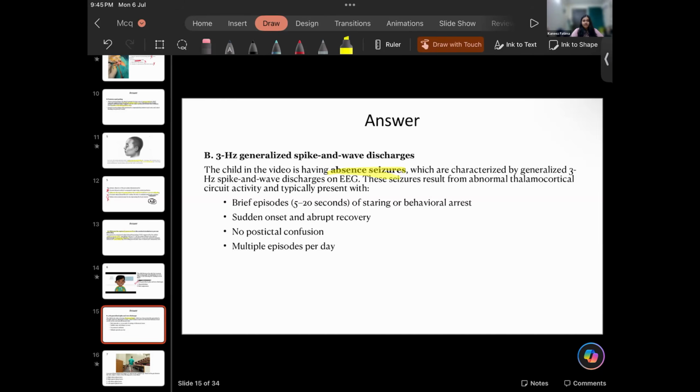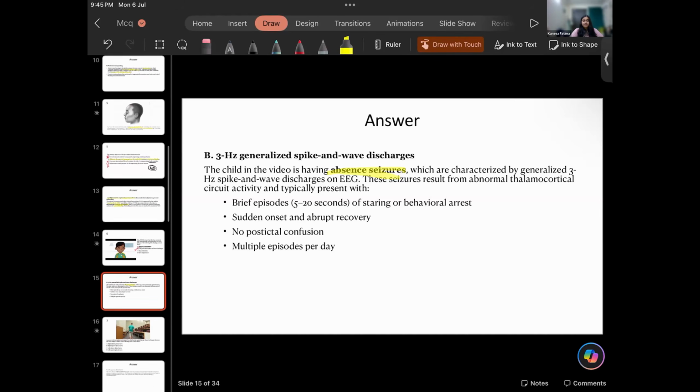There is no post-ictal confusion. As I mentioned, in mesial temporal lobe epilepsy there is post-ictal confusion, and there is no immediate recovery in that, while multiple episodes per day can occur in absence seizures. So the answer is absence seizure.